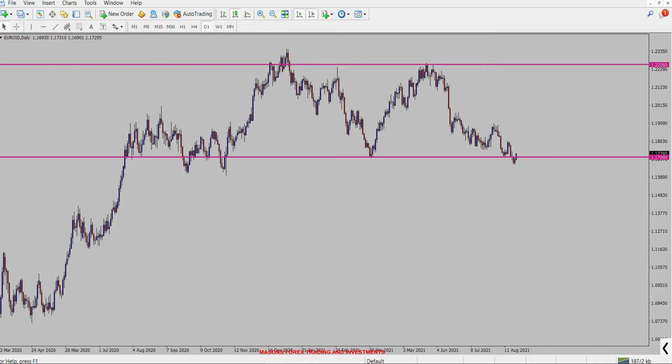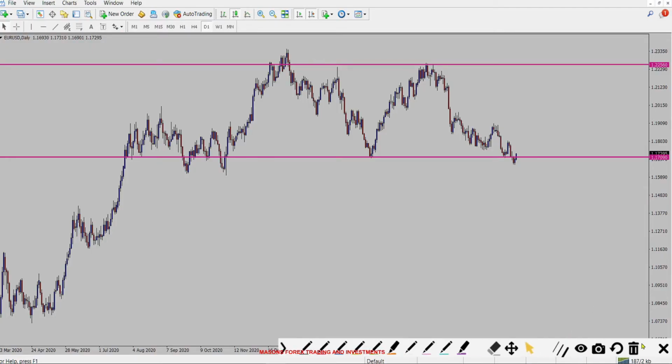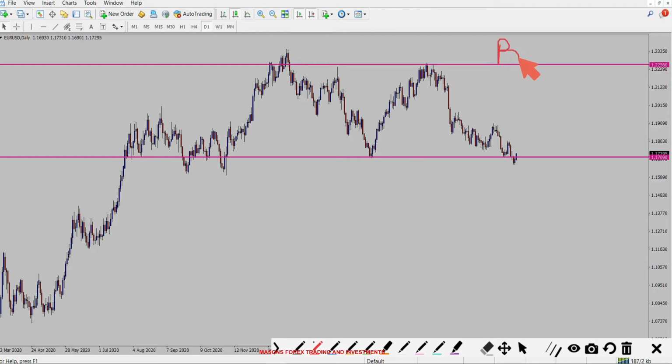I have the EURUSD daily chart. If you look at the level of 1.22560, this forms the level of resistance. And if you look at the level of 1.17090, this level forms our support level. So this is the resistance level, and this whole area is our support level.